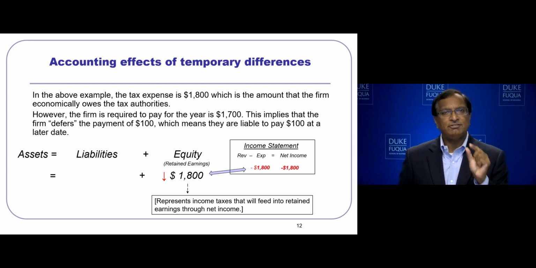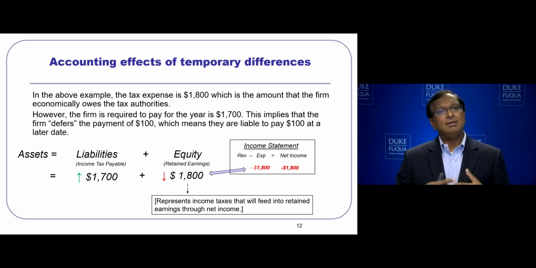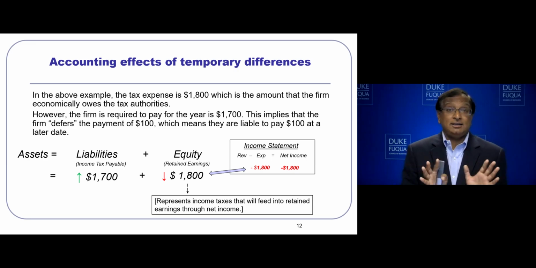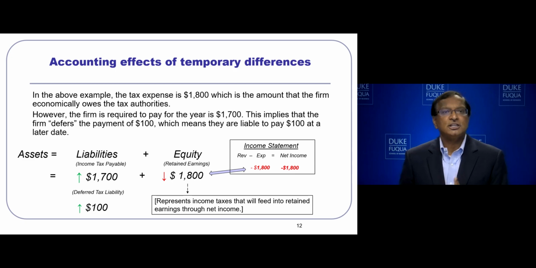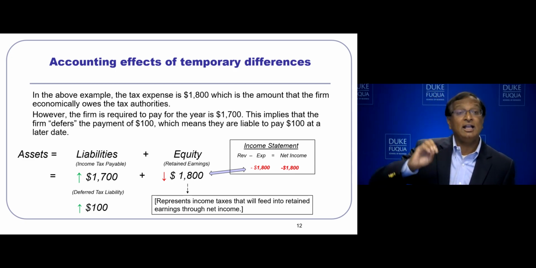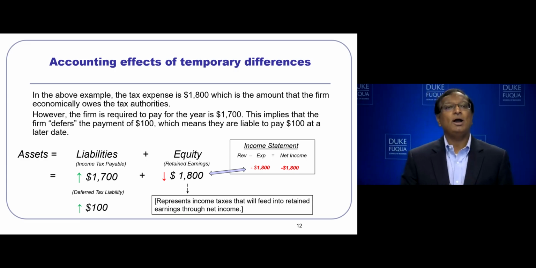And we also know that the firm economically owes the IRS $1,800. It is going to owe immediately only $1,700. So the income tax payable out of this $1,800 is only $1,700. It is not that they will get away with the remaining $100. They are just going to pay later. So this results in another liability. We call this deferred tax liability because the firm is saying, I will pay it later. So that's why we have $100 in deferred tax liability. Now the balance sheet equation actually balances.